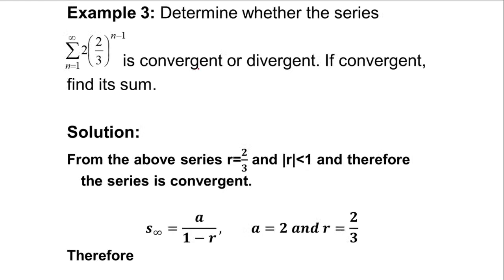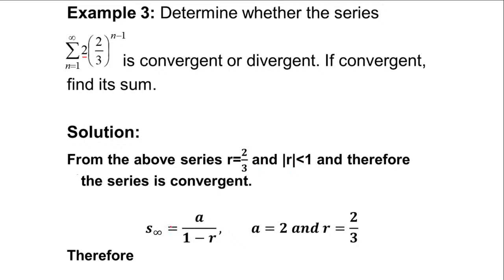So let's take this example. Determine whether the series converges or diverges. For us to determine whether the series converges or diverges and also find its sum, it all relates to the r. In this series, this becomes our a, r to the power n minus 1. So r is 2 over 3, and when we take 2 over 3, we get 0.67, which is less than 1. Therefore, this series will converge. From the above series, r is 2 over 3 and r is less than 1. Therefore, the series converges.